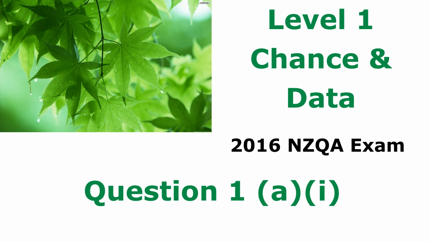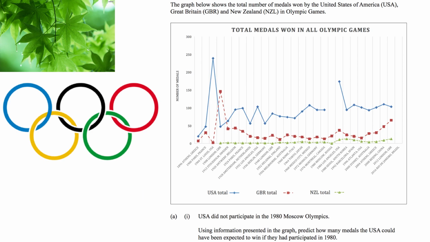So here is question 1A, part 1 from the 2016 Chance and Data exam. Here is the question, all about the Olympic Games, and this one's looking at the total number of medals won, and they've looked at 3 different countries.